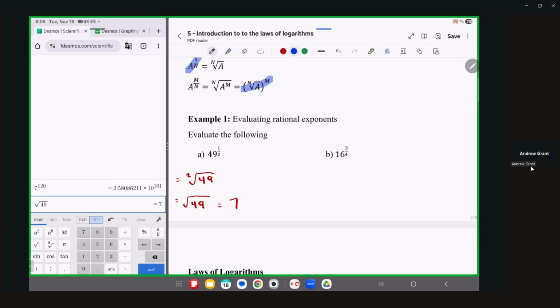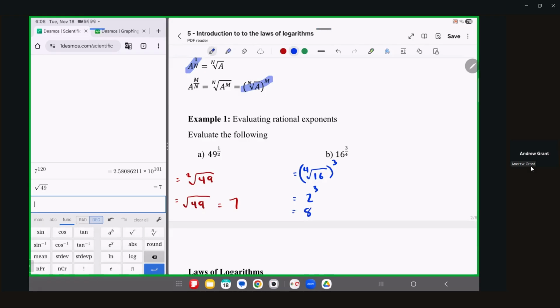Okay. What about 16 to the power of 3/4? Well, one way to think about this is the fourth root of 16 to the power of 3. So what number times itself 4 times produces 16? That'll be 2 to the power of 3, which will be 8. And again, I can confirm these things using the calculator.